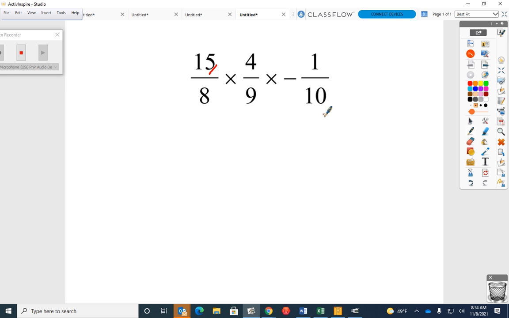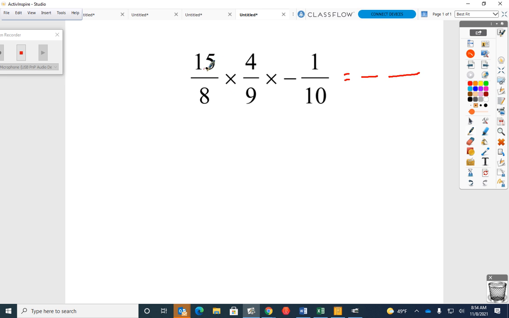Oh, what did we forget to do? Let's decide what the sign is going to be here. I have a positive times a positive. What's a positive times a positive? And what's a positive times a negative? This answer is going to be negative. Okay, good. Now, 15 and 9 are both divisible by what?